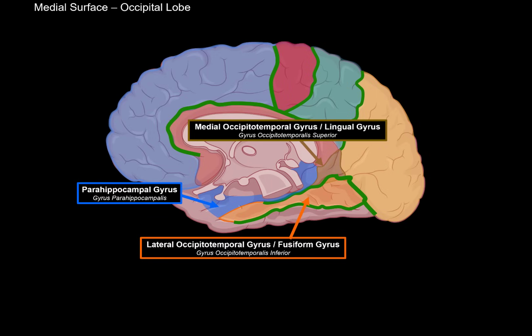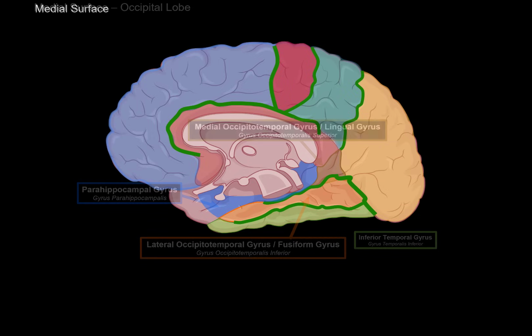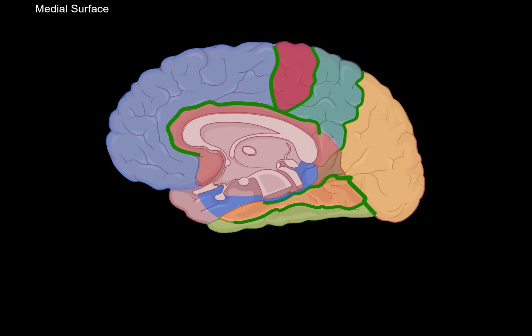Awesome. The parahippocampal gyrus is kind of a continuation of the cingulate gyrus, so it's also a part of the limbic system. Lastly, the gyrus down here is the inferior temporal gyrus we talked about earlier. So that's these. What other structures do we see here?